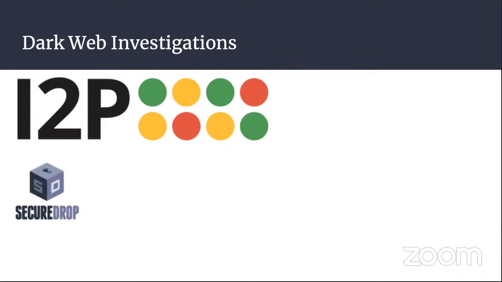There's also SecureDrop, an open submission system funded by the Freedom of the Press Foundation, which allows whistleblowers to anonymously communicate with journalists.